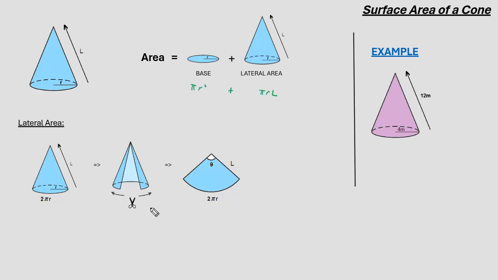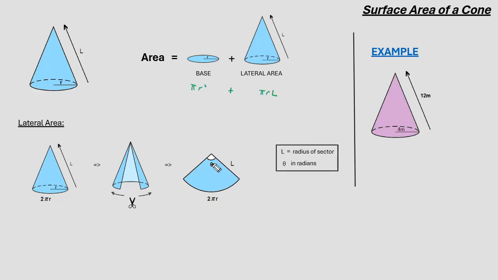Now the second image here shows that if we were to cut a straight line through the lateral curved surface with a pair of scissors, and we open it out and lay it out flat, we get this shape, which is a sector. And before using this shape to obtain the lateral area sum, it's important to note that L is the radius of the sector, and this angle theta would be in radians.